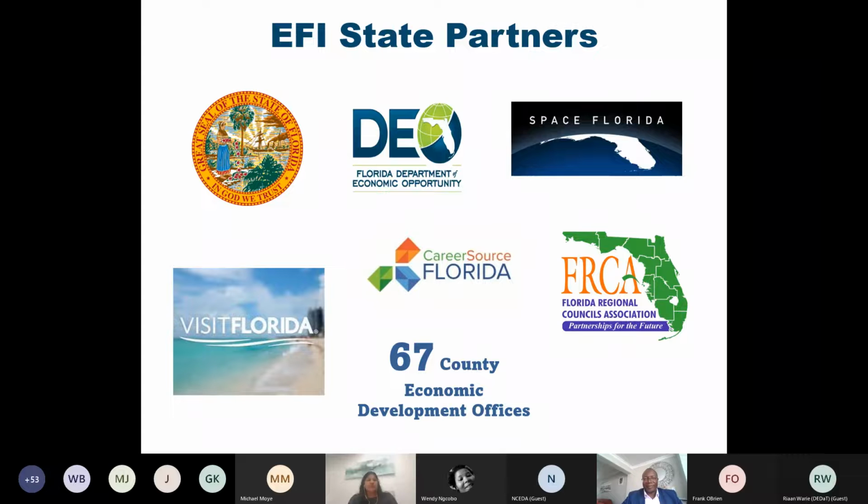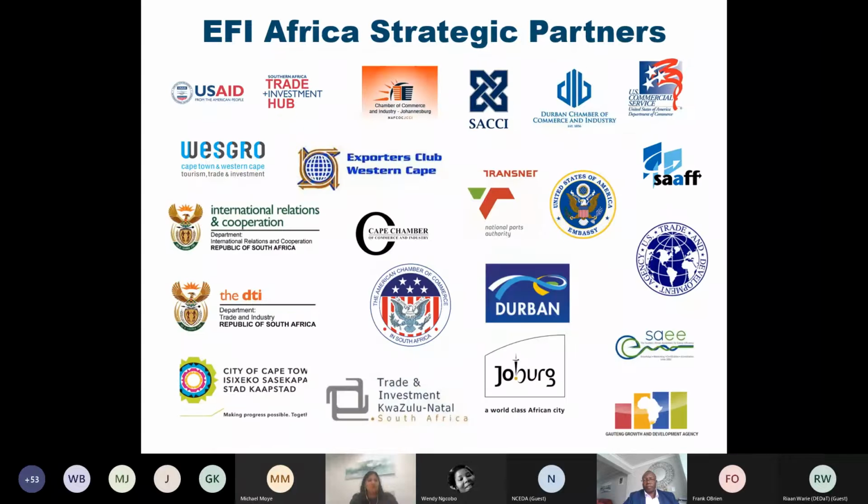Sure. So these are just some of the Florida state partners that we work with. It's everything from the Executive Office of the Governor to the various 67 county offices that I mentioned, Space Florida, Visit Florida, CareerSource, and the list goes on and on. The next slide, please. I'm just going to round up in 2 minutes.